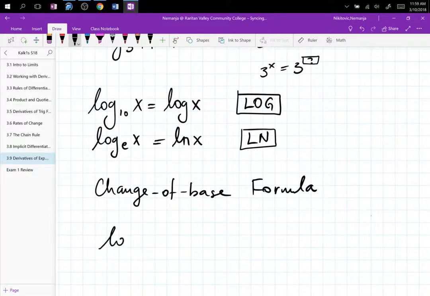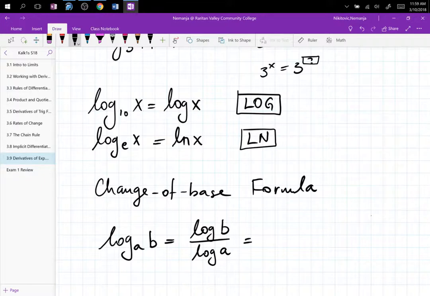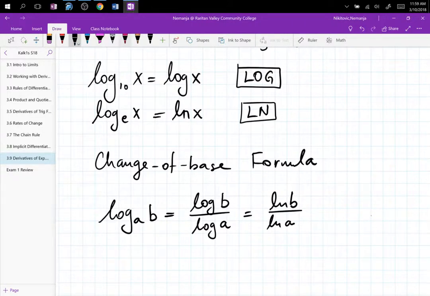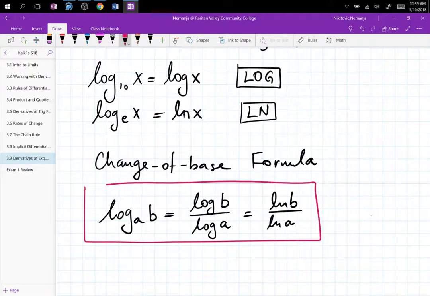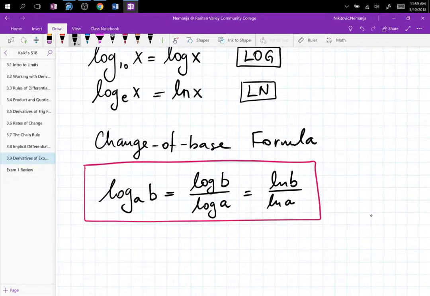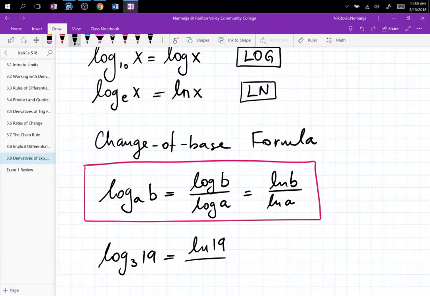And the change of base says that log base a of b can be worked out as log b divided by log a, if you want to use the log, or ln b over ln a. And that would be the way to plug in your log base 3 of 19 as ln 19 divided by ln 3. Now, as you use your calculator, make sure you close the parenthesis after you type 19. Otherwise, it will be wrong. So make sure you close the parenthesis.